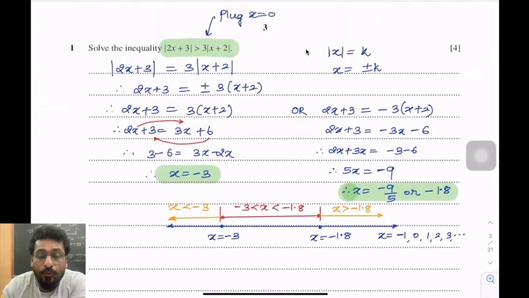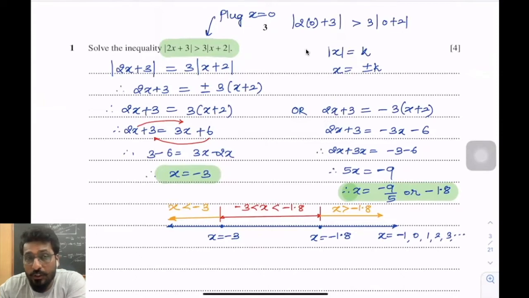So you get |2x + 3| > |3x + 2| with x = 0. So what would happen? It's 2 times 0, which is 0, 0 plus 3, that's 3. Modulus of 3 is 3. So I'm working on the left-hand side of the inequation, right? So I've got the answer as 3.